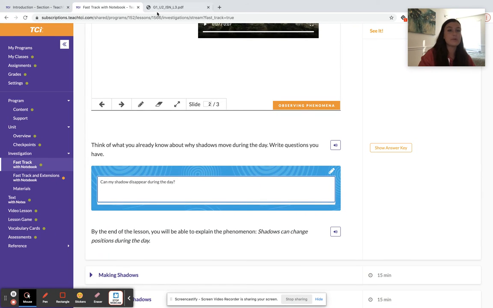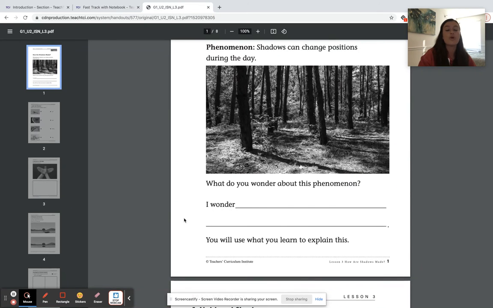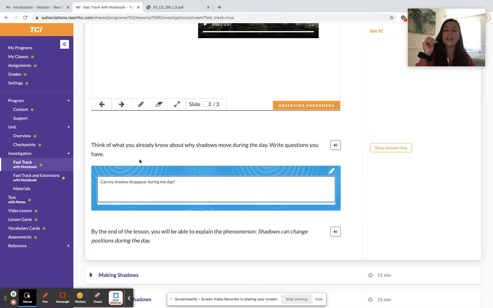So first graders, one more time, that question that I just wrote is going to go right here where it says, I wonder. So I'm going to give you a second. You can always pause this video too to write this. After you're done, you can come back tomorrow to figure out if we can answer this question. Can my shadow disappear during the day?